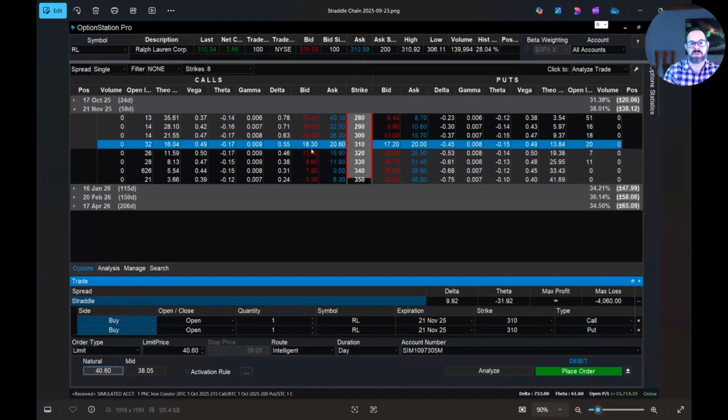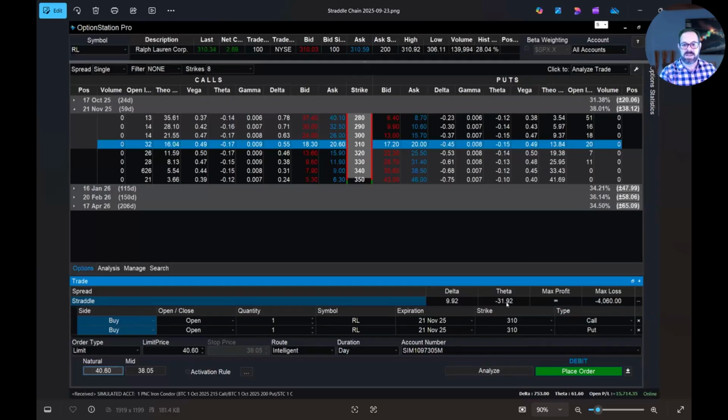1604 is the theoretical value for the call. It was trading even on the bid side well above that by $2 plus. And on the put side, again, theoretical value only $13, and this was trading well above that at 17 to 20. So there's no way around it. That was overpaying, and it was going to be very difficult to overcome that kind of premium.